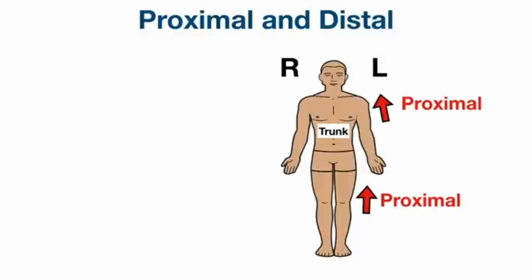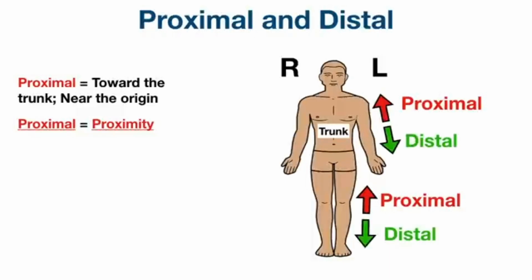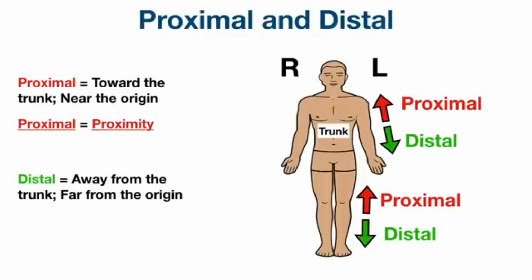If we move toward the trunk or point of attachment, then we're moving proximal. So proximal is defined as toward the trunk or near the point of attachment or origin. For proximal, you can think of the word proximity, which means near or close. If we move away from the trunk or point of attachment, then we're moving distal. So distal is defined as away from the trunk or far from the point of attachment or origin. For distal, you can think of the word distant, which means far away from.